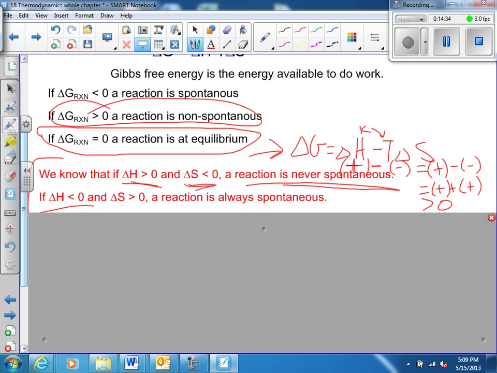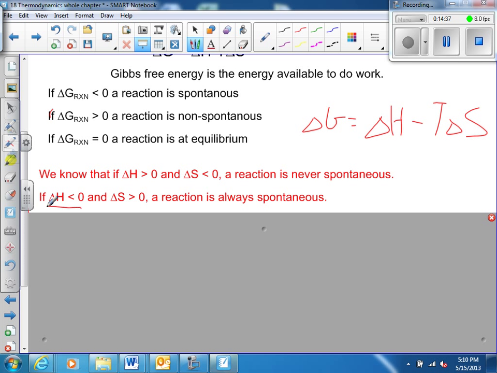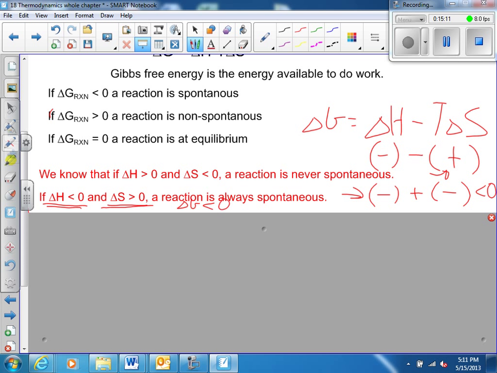I want to pause for a moment. Okay, let's check this other one. If delta H is less than 0, we have a negative, and we're subtracting delta S, which is greater than 0, a positive. A negative minus a positive is like a negative plus a negative, and that is always going to be less than 0. That will always be negative. Therefore, if delta H is negative and delta S is positive, delta G is always less than 0, and the reaction is always spontaneous.